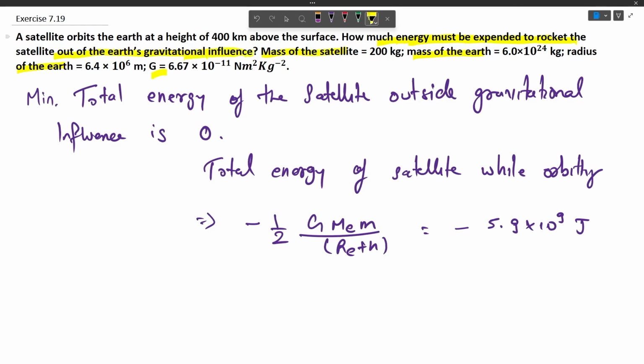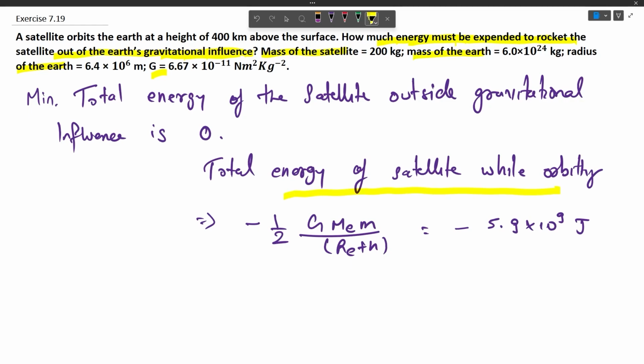The necessary condition for moving out of the Earth's gravitational influence is to take the total energy of the satellite to zero. Since it is orbiting the Earth, it is under the influence of attractive force, so its total energy must be negative. There must be some positive energy that we should expend on the rocket so that the total energy becomes zero. Now let us find the total energy of the satellite while orbiting.